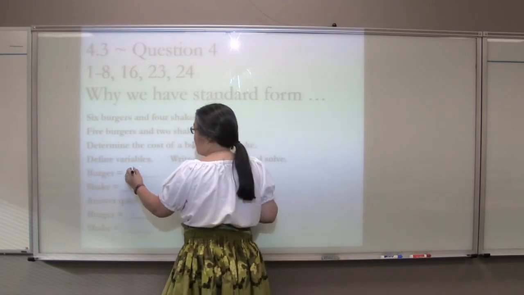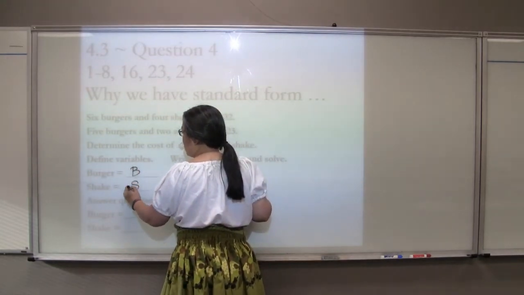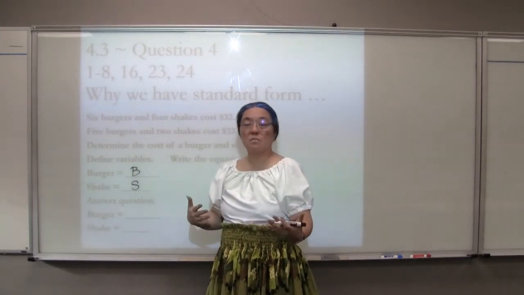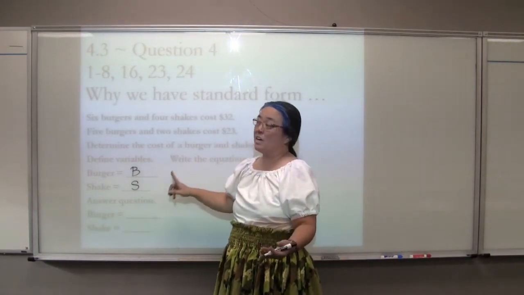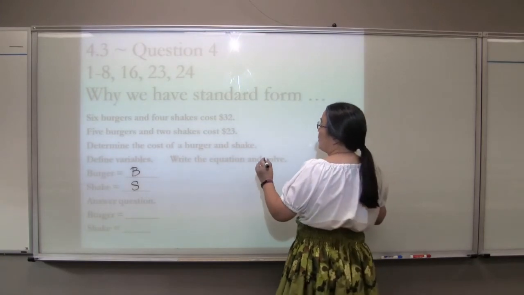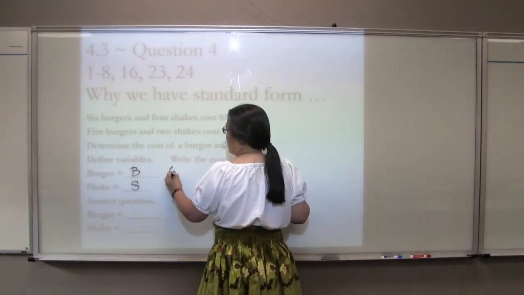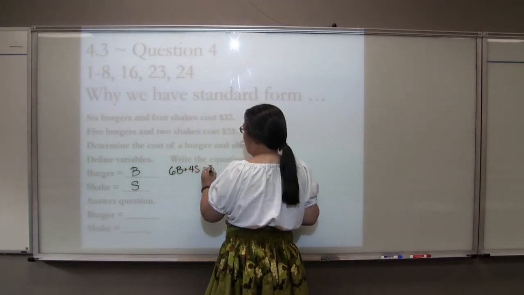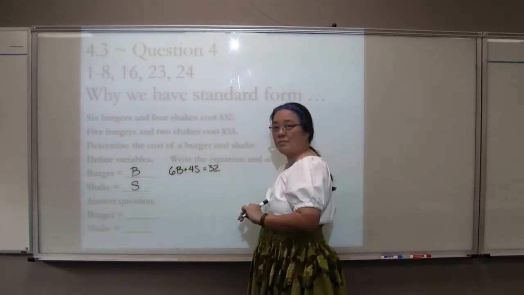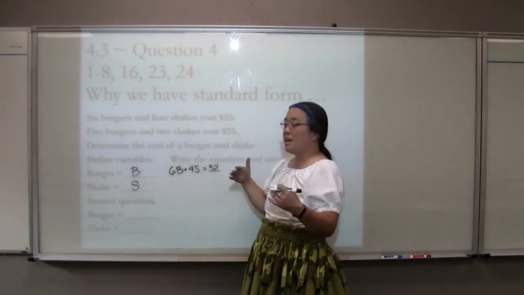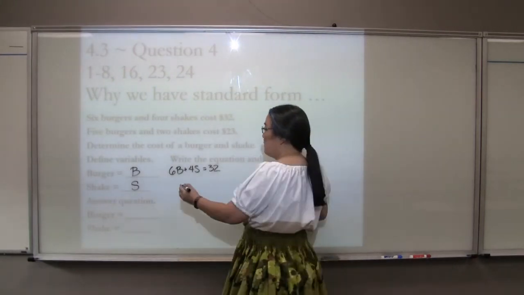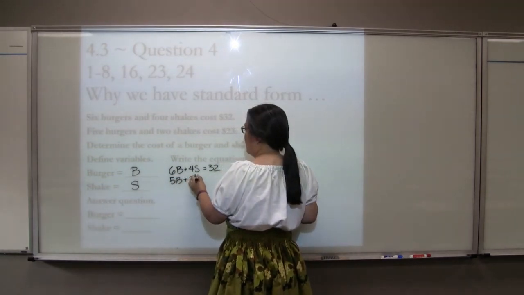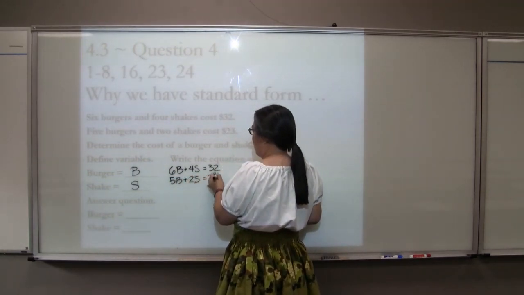So our burgers and our shakes, we can use B and S. Some students don't want to use S because their S's and their 5's get them confused. You're welcome to use X's and Y's. So 6 burgers and 4 shakes cost $32. That is a very easy English to math sentence. 5 burgers and 2 shakes cost $23.